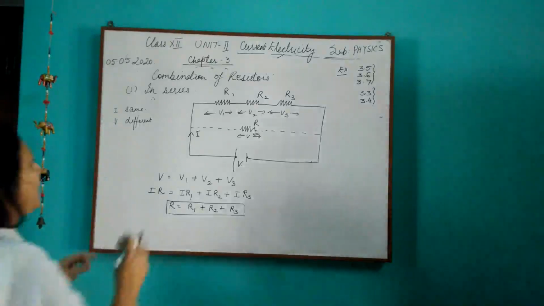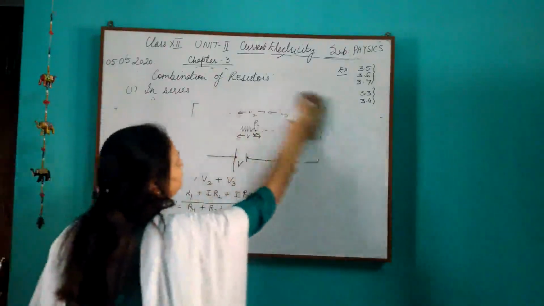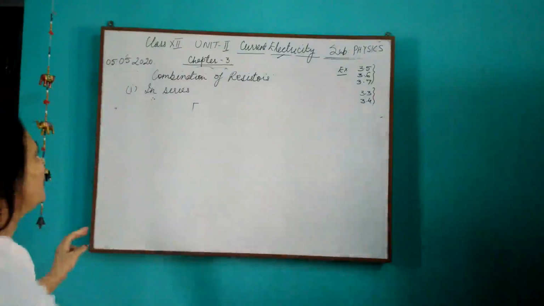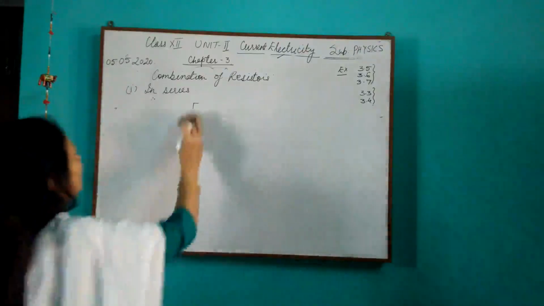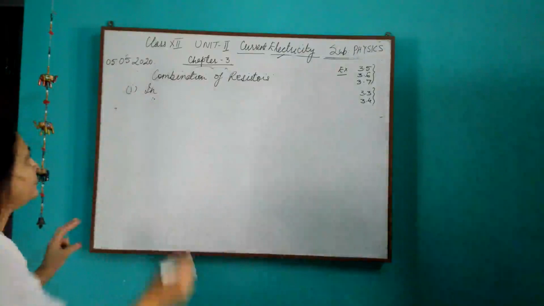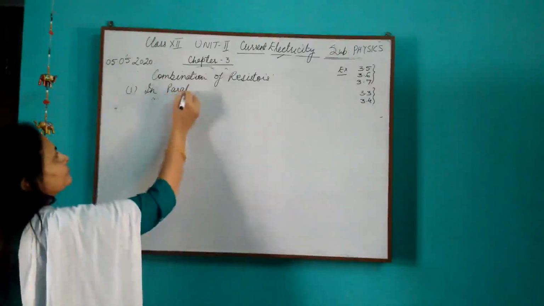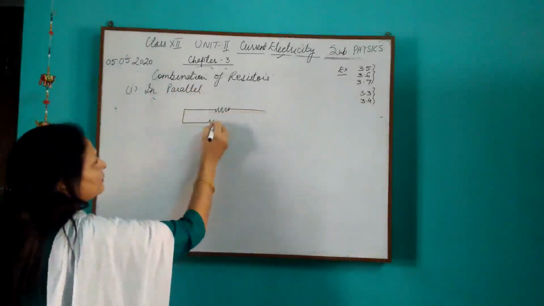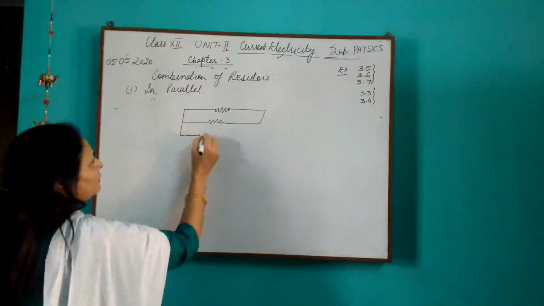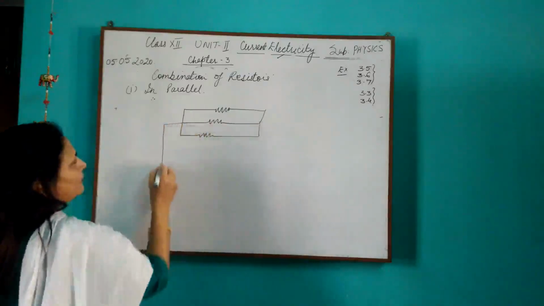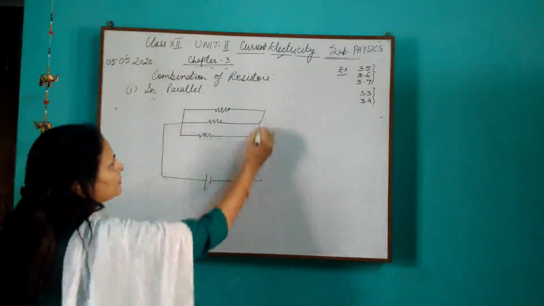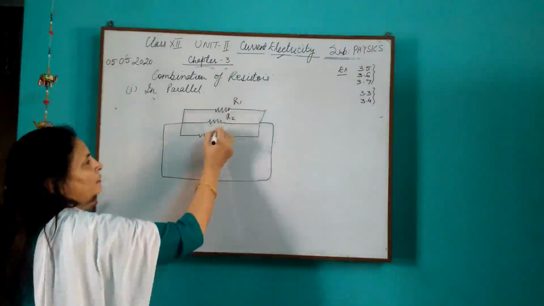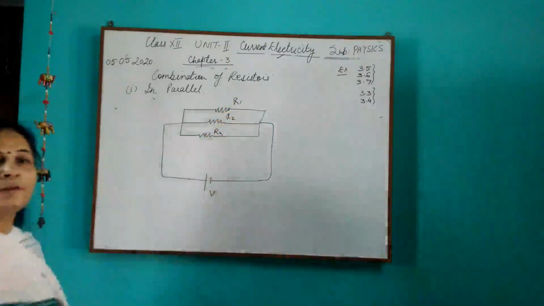Now in parallel. So again consider 3 resistors, say connected in parallel across a potential difference V. Say this is R1, R2, R3, potential difference V.